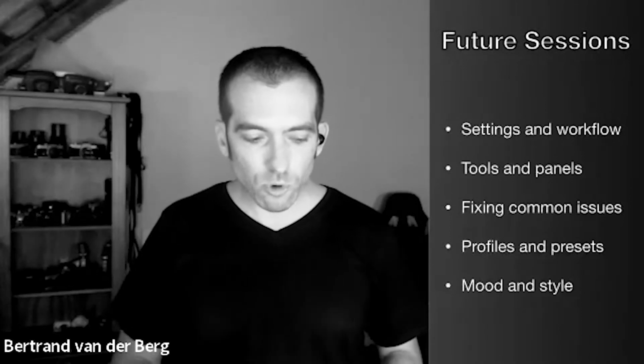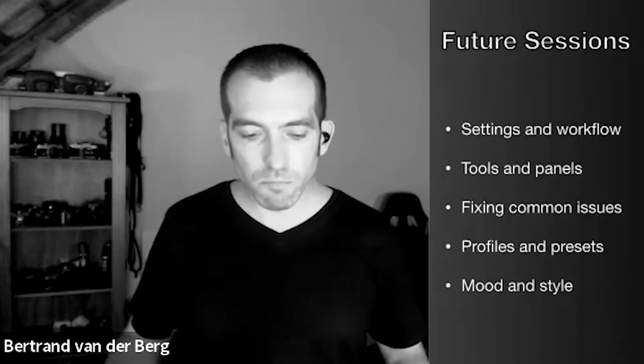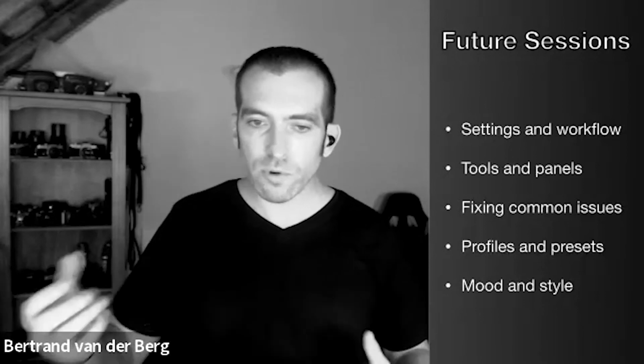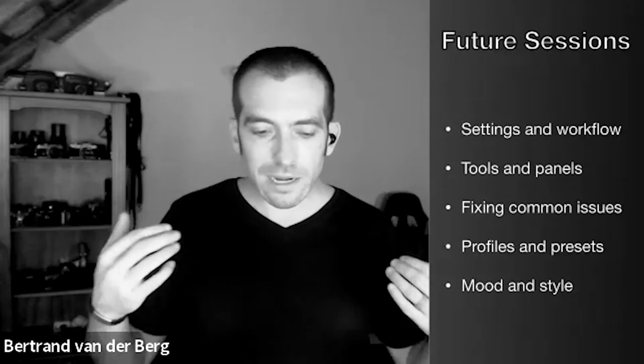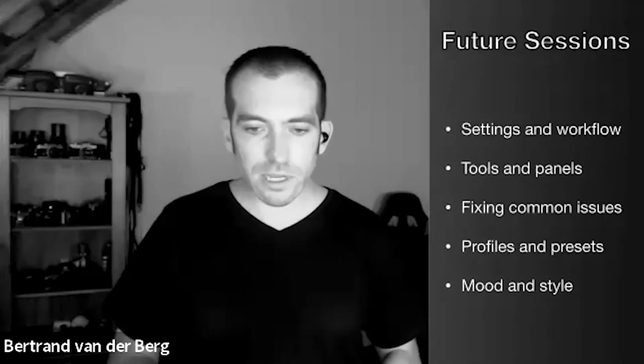We'll look at mood and style. So how to convey a specific mood from an image. We might try to match mood with other images. We might just have an idea of what we want to communicate with an image and then try and get our image to do exactly that. So that's another session that we can do.